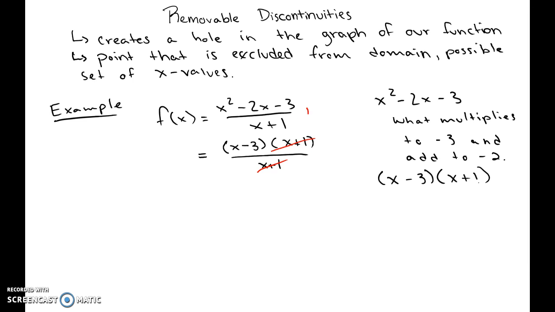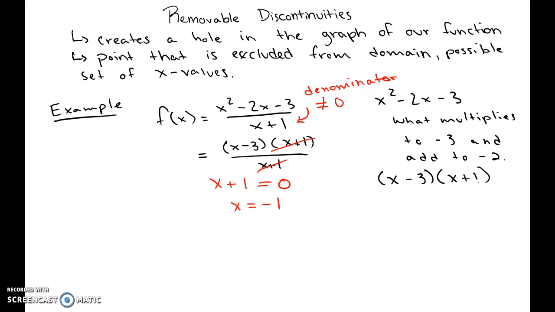The reason that we care about that point, though, is because if we look at our original function, we can't have this denominator equal to 0. We can't divide by 0. So the denominator cannot equal 0. Even though we took it out, we still have to account for it. So x plus 1 cannot equal 0. If we solve for that, we get the x value of our removable discontinuity, which is negative 1.